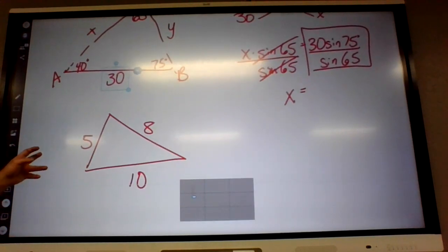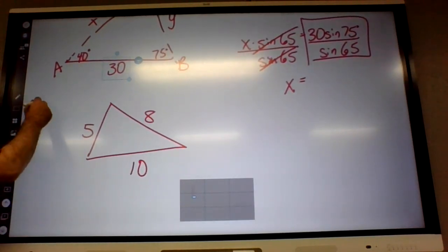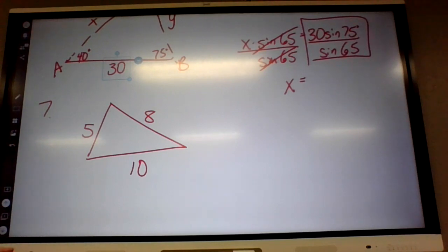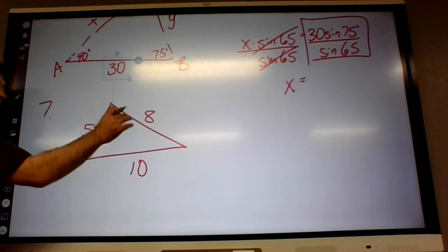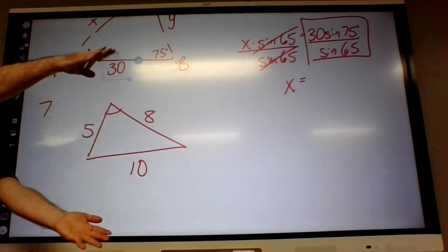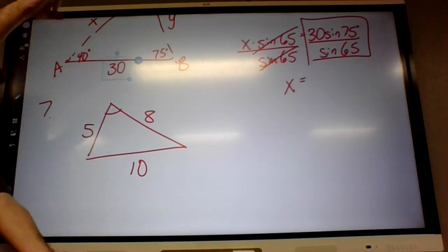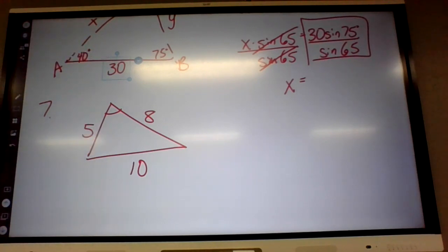Okay. So this one is number 7. It says, what's the measure of the largest angle? Which of these angles would have to be the largest? Do you guys know that? Top one. Yeah, the largest angle opens up to the largest side. If you think about it, it makes sense. Big angles open up to big sides. Anyway, so how do we find that angle?